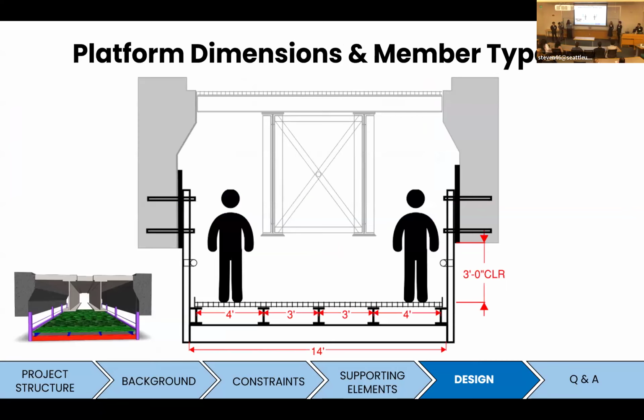Continuing on with our dimensions for our platform, as you can see, our platform's beams are spaced at 4 and 3 feet. The platform itself is going to be 14 feet wide, and there's going to be a clearance between the top of our platform and the bottom of our existing girders of 3 feet.